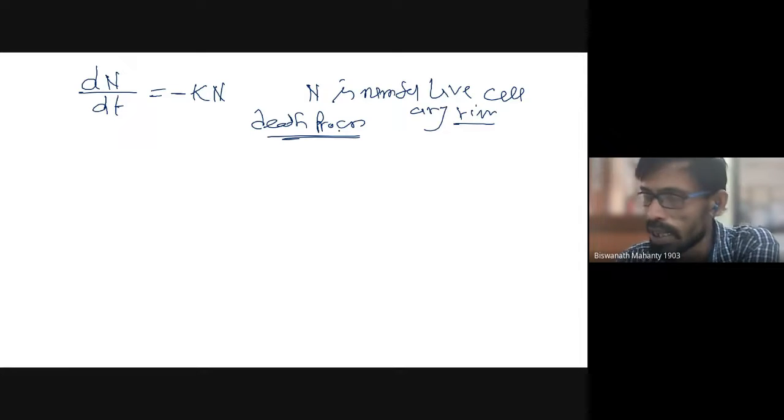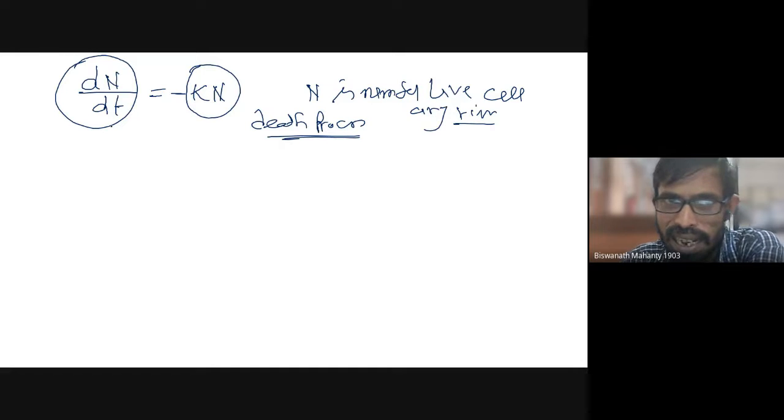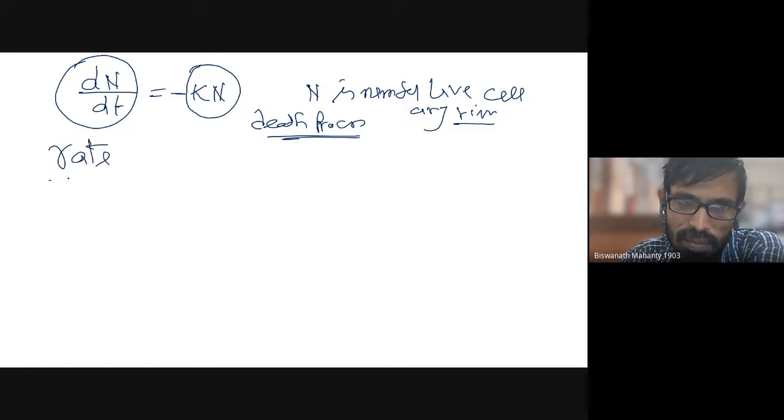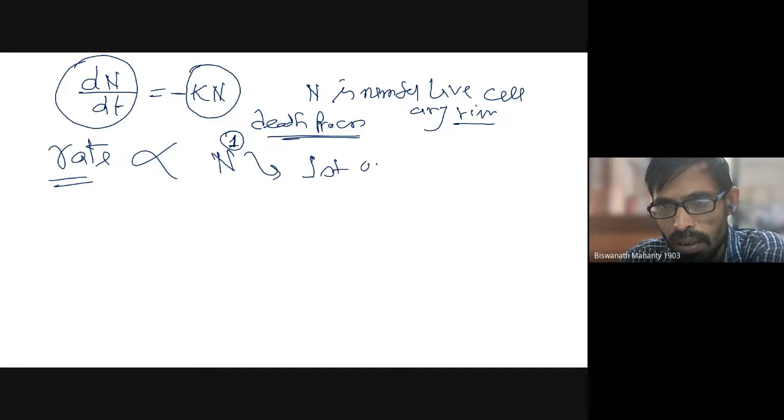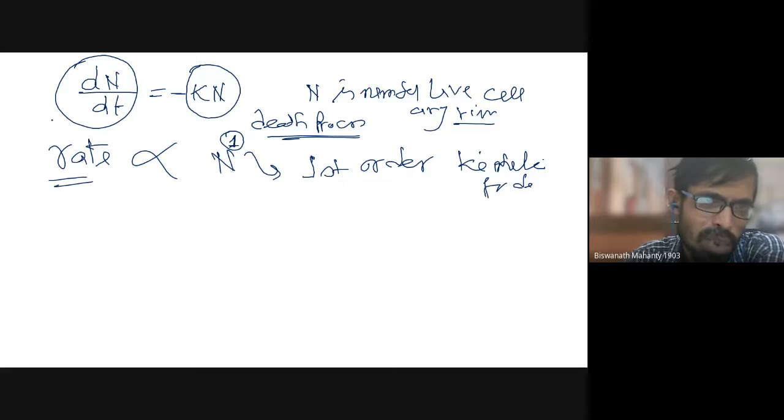That means if I'm doing some heat sterilization process, how the number of cells falls can be given by this. And this kinetics, if you have any knowledge of kinetics, is called first order kinetics, because rate is proportional to the number, n power 1. So this is first order kinetics for death. Now, can I do something in this equation?